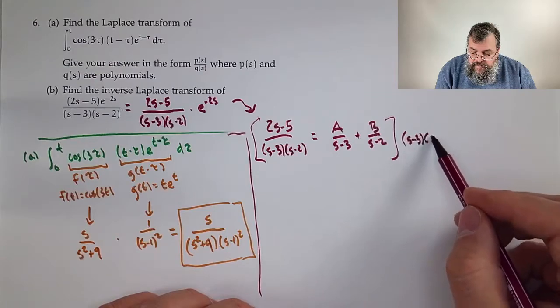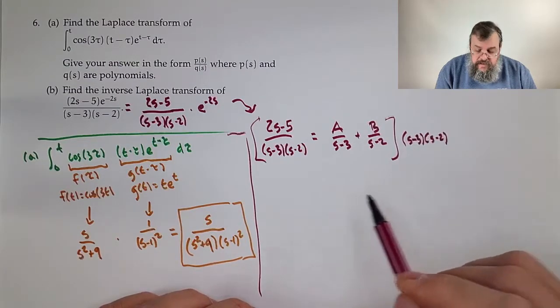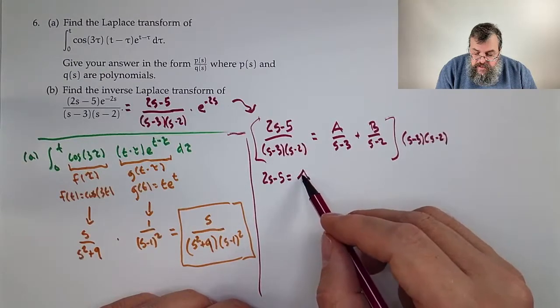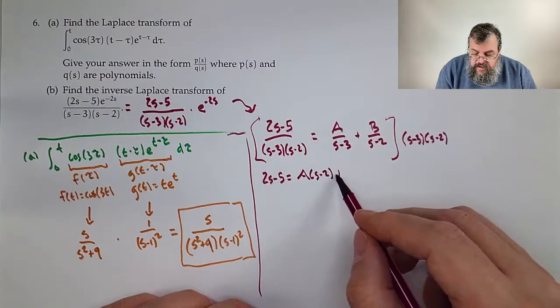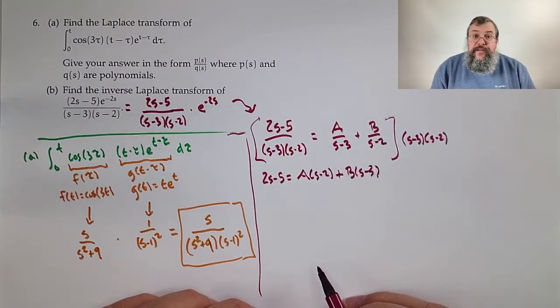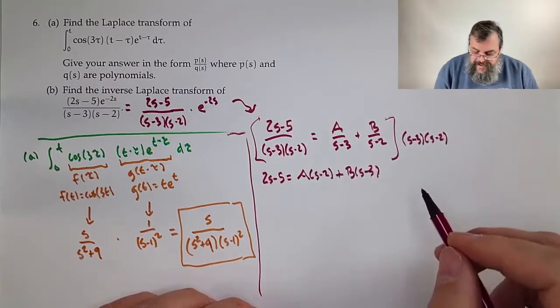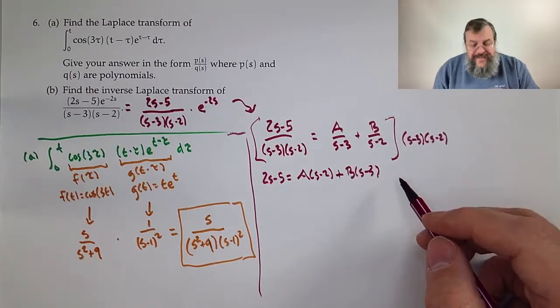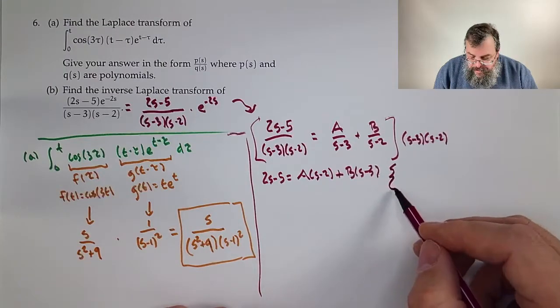s minus 3 times s minus 2. And if we do that, we get 2s minus 5 is equal to a times s minus 2 plus b times s minus 3. Time to make some good choices. For example, preparing for the exam. A good choice. Now, what do we get?